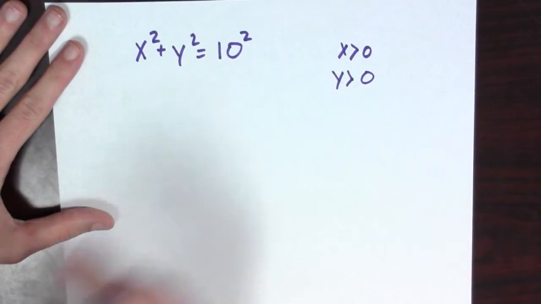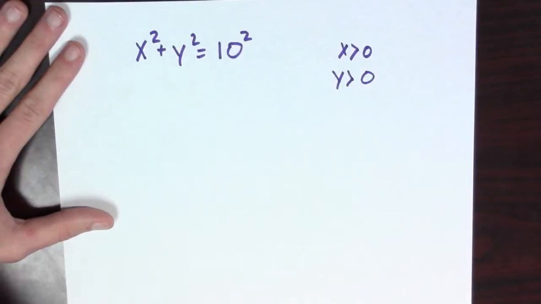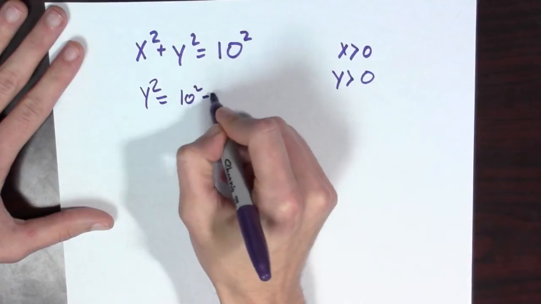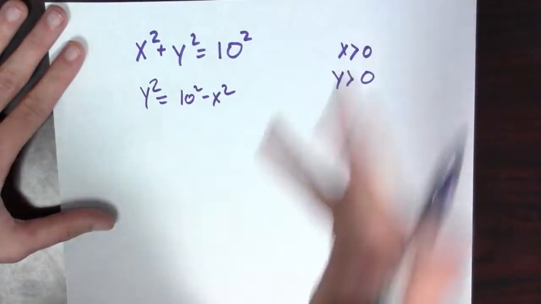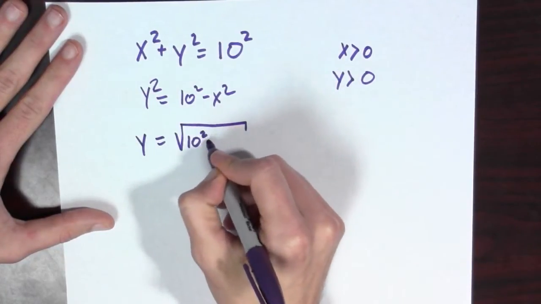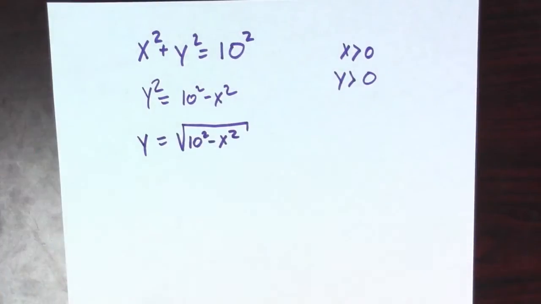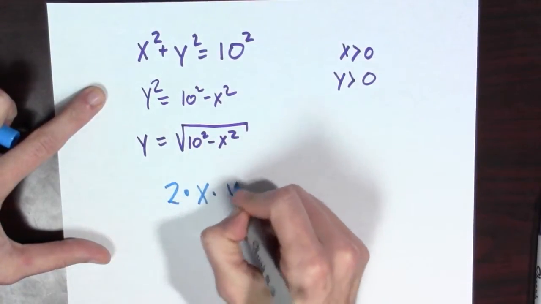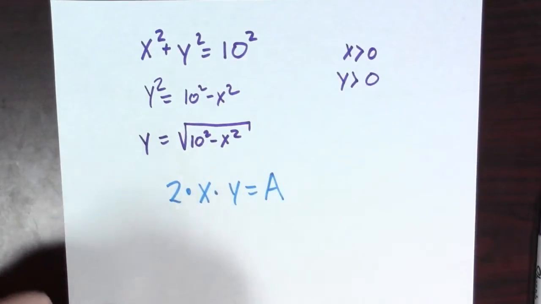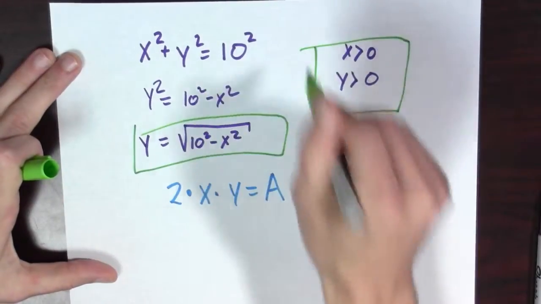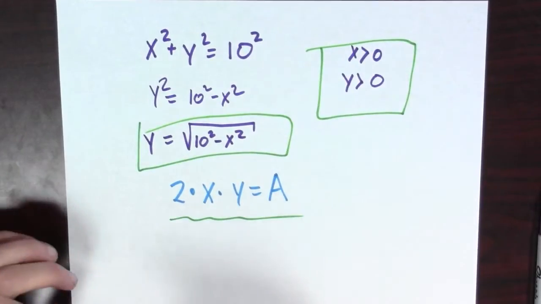What can we do? Well, we can go ahead and solve for y here. And so I'll get y squared is equal to 10 squared minus x squared. I take the square root of everything. Everything's positive. So y is equal to the square root of 10 squared minus x squared. And we have one more equation here. We have that 2 times x times y is equal to the area. So this is a constraint, this is a constraint, and this is from our goal.